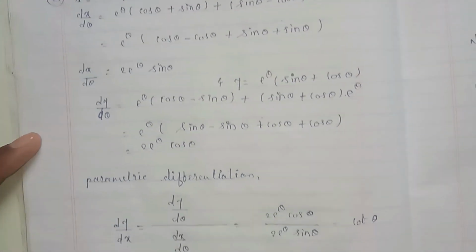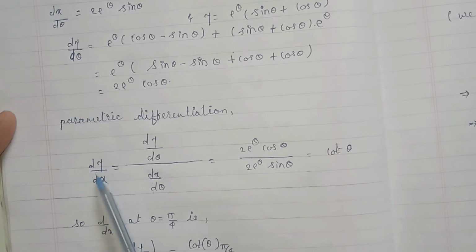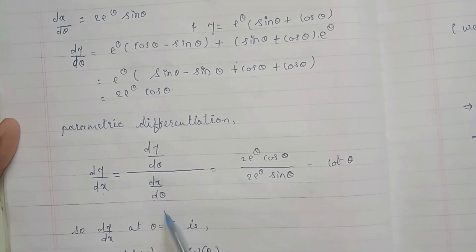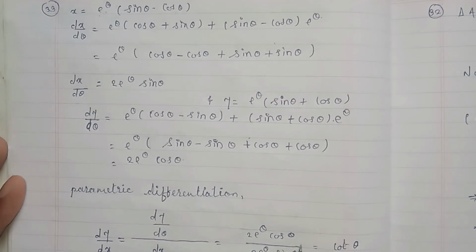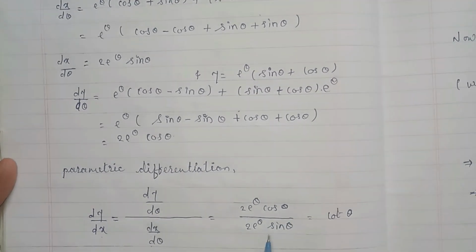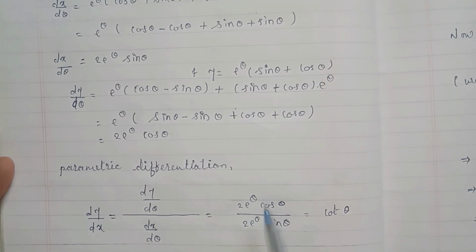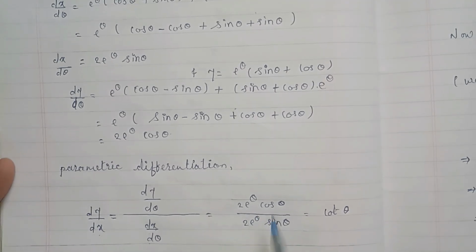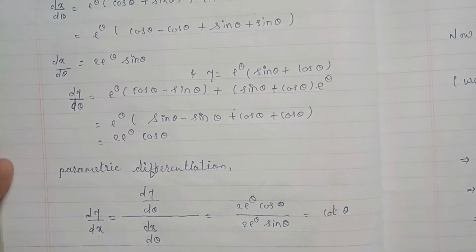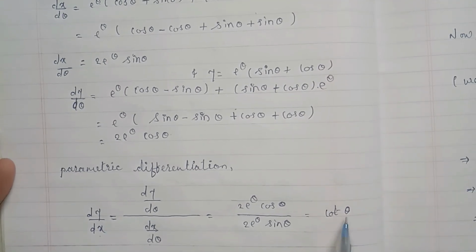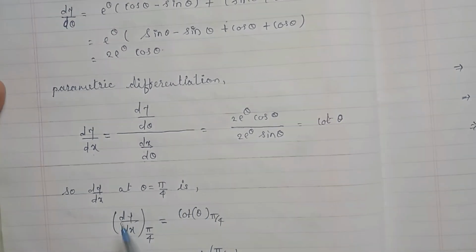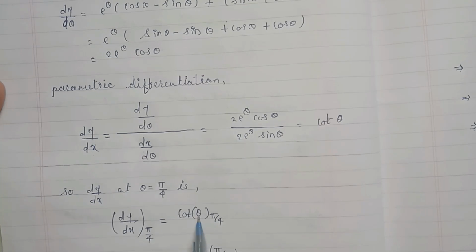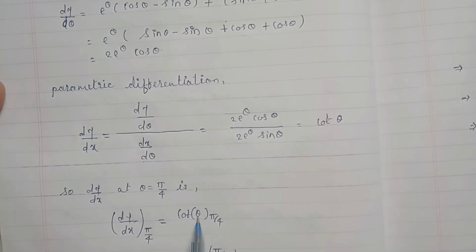Now put these values in dy by dx. So dy by dx is dy by d theta upon dx by d theta. So dy by d theta is here 2 e raised to theta cos theta, and dx by d theta is 2 e raised to theta sine theta. So 2 e raised to theta and 2 e raised to theta get cancelled, cos theta upon sine theta, which is cot theta. We want dy by dx at the value theta equal to pi by 4. So cot theta at pi by 4: put theta as pi by 4, so cot pi by 4, we know that it is always 1.